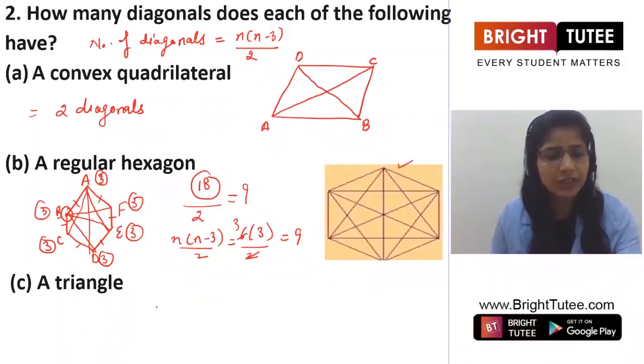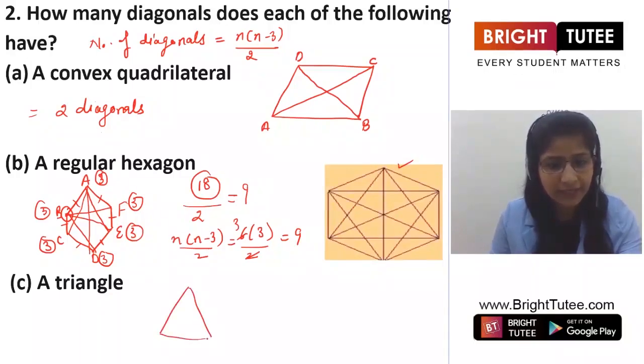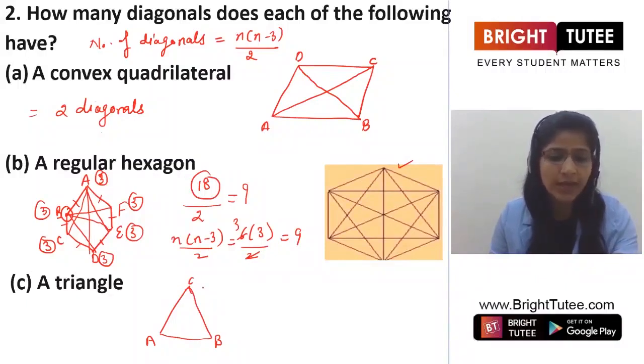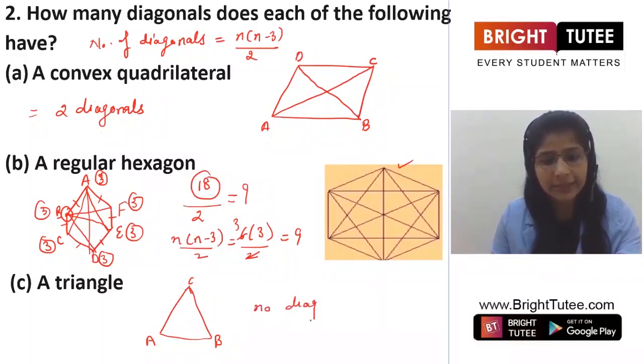Clear? The triangle will be drawn like this with 3 sides. So we can name the vertices as A, B and C. So it will be like this. Now in this we see each vertex is adjacent to the other 2. A is adjacent to C and B. B is adjacent to A and C. So there will be no diagonals in it.